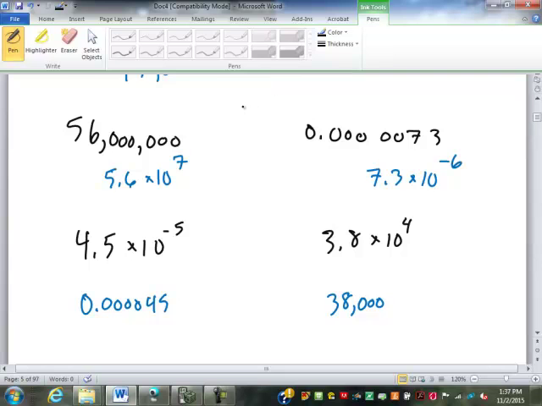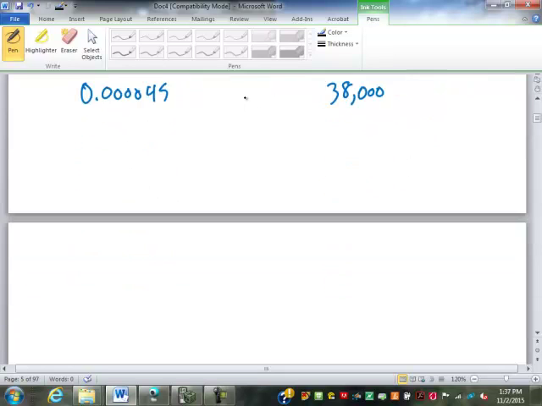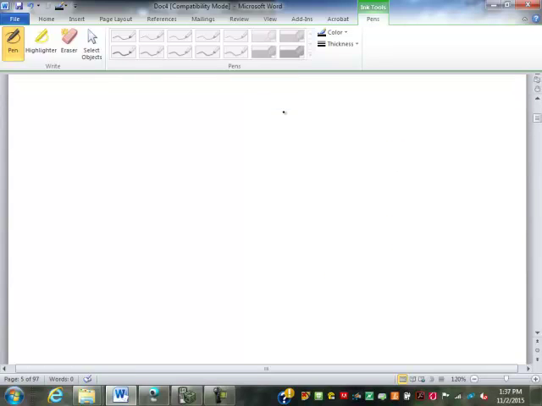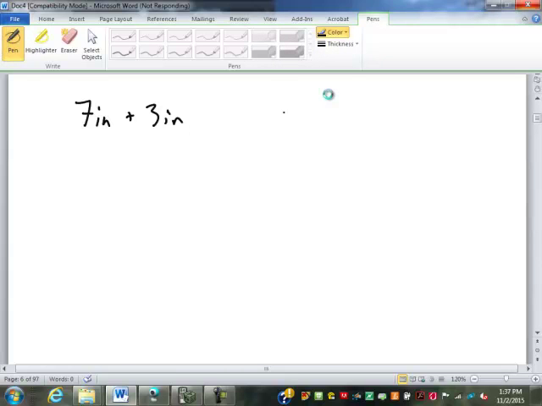Okay, well then, let's talk about operations with scientific notation. We've seen that when we add numbers, we must have what? The same name. With units, it must be the same unit that we're adding. With measurements, it must be the same unit. If it's fractions, it must be common denominator. Variables, it must be the same variable, same power.